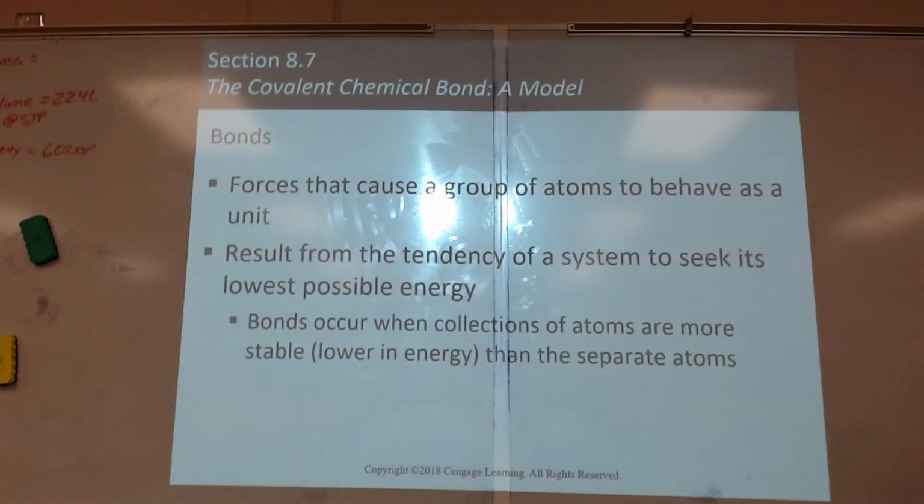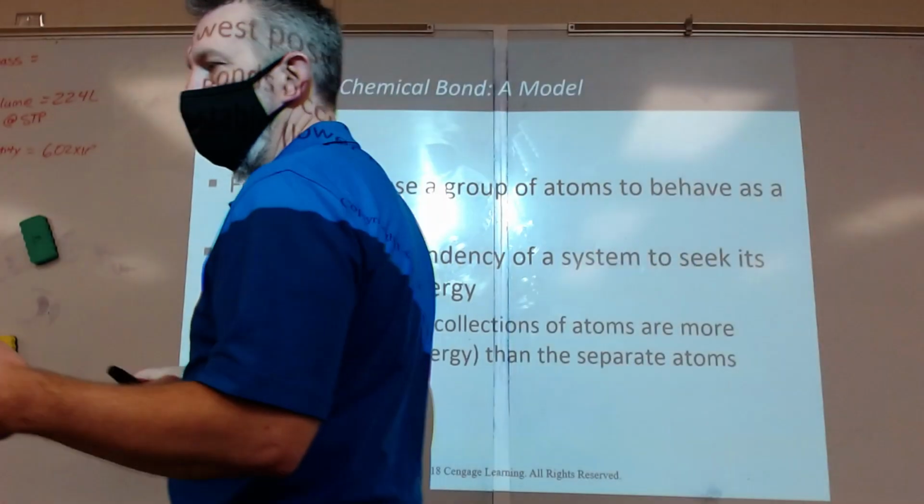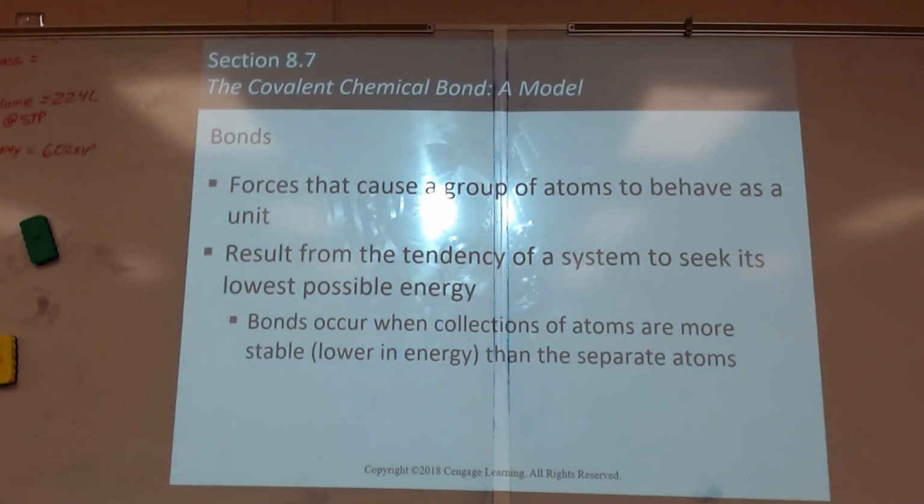Let's talk about covalent chemical bonds. Bonds, really all they are is they force you to act as a unit. Any of your groups, a lot of us are part of other groups, and you work together as a unit. So you have a bond that you have to make in order to work together as a unit. This happens when the system is seeking its lowest possible energy. Does it make sense for this group to bond? It does if you want to achieve a low energy state.